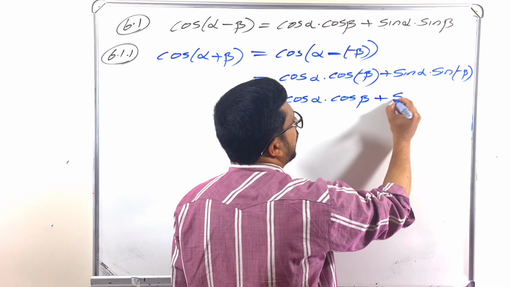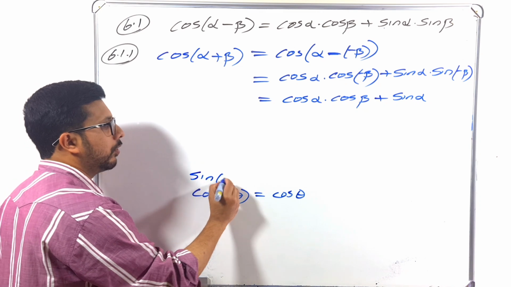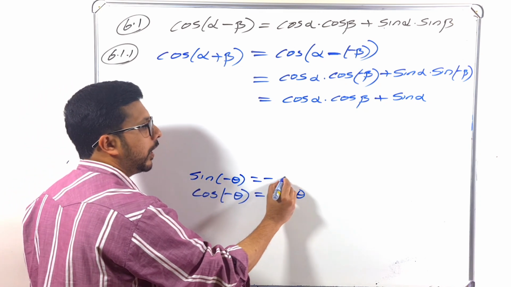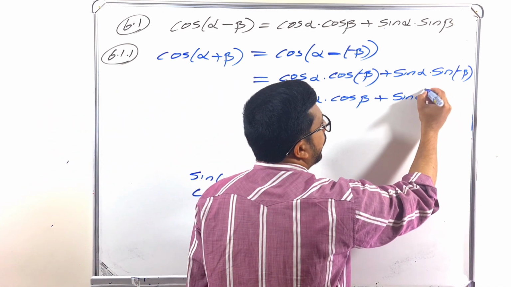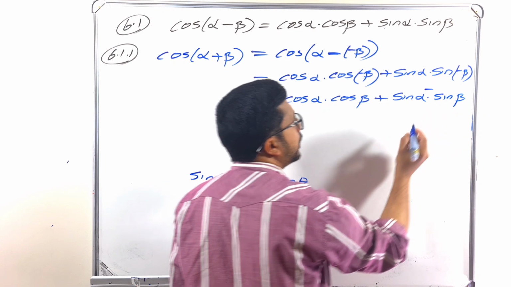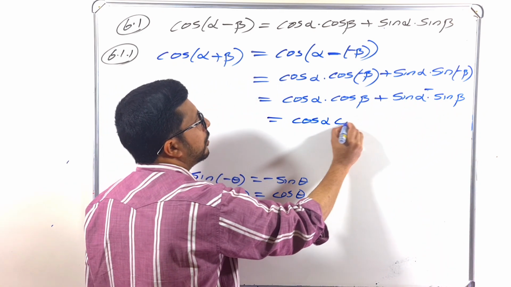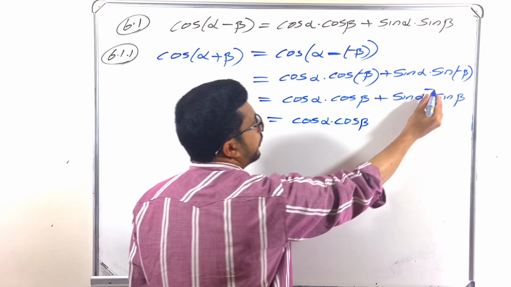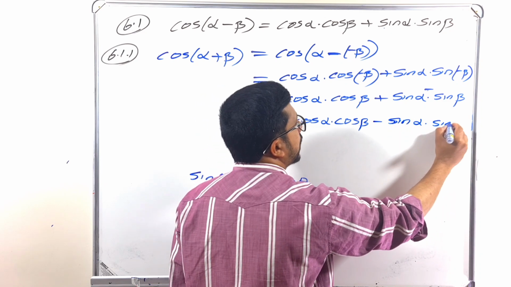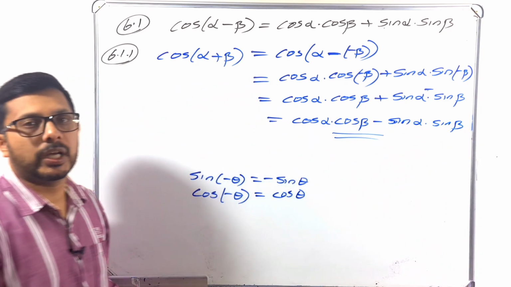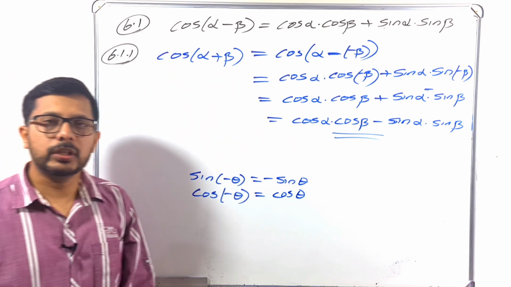Then plus sin alpha, sin of minus beta. I told you sin of minus theta is minus sin theta. Am I right? Okay, so similarly here this is minus sin beta. So plus into minus is minus. So it is cos alpha cos beta, plus into minus is minus sin alpha sin beta, and that is the expansion of cos of alpha plus beta. Okay, so that is question number 6.1.1.